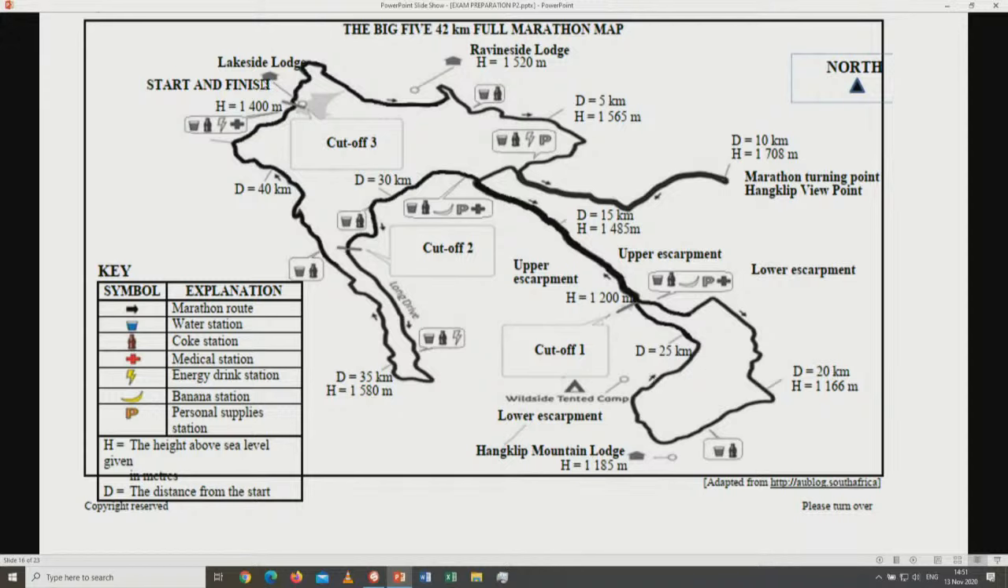These thick things here, they are lodges. It is the lakeside lodge, okay? And here is the ravine side lodge. This is not this arrow. Can you see the difference? Then you have also water stations, coke stations, medical stations, energy drink stations, banana stations, personal supply stations.